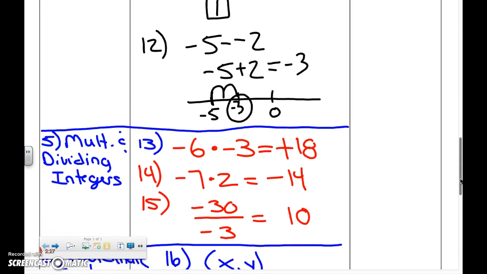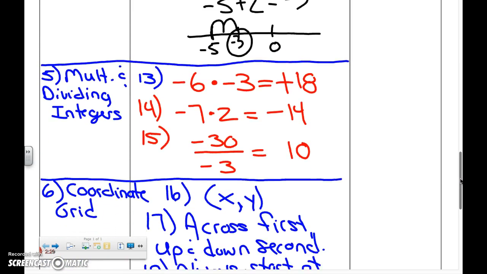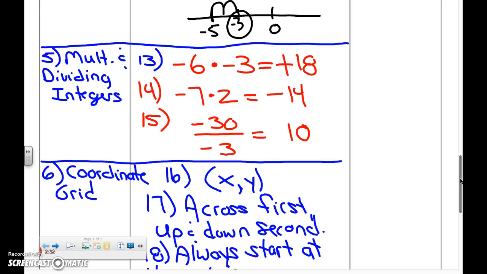Multiplying and dividing integers, probably the second best skill in this class. Still got to review it, still got to know it. Got to know the rules for multiplying and dividing integers, but you guys did pretty good with that on both multiplying and dividing. Okay, still look at it.